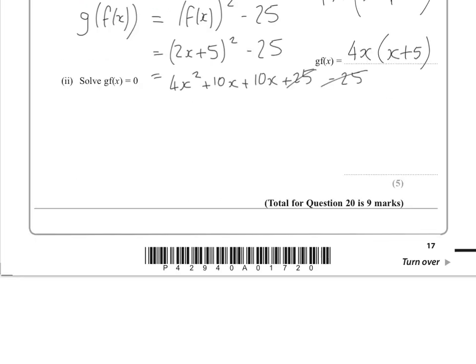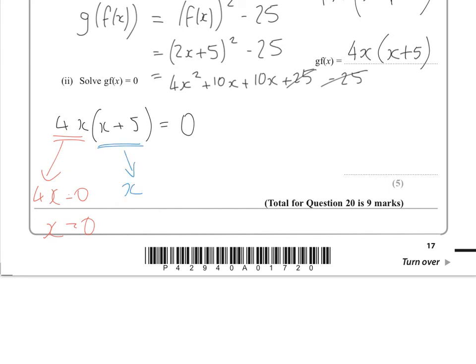Solving for where gf of x equals 0, let's write down my function for gf of x. 4x times x plus 5 equal to 0. Well, either this term here has to equal 0, in which case 4x equals 0, so x must equal 0, or this term here must equal 0. x plus 5 equals 0, minus 5 from both sides, so x equals minus 5. So your solutions are x equals 0 and x equals minus 5.